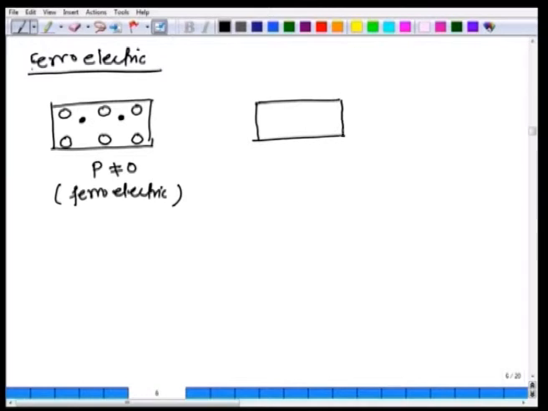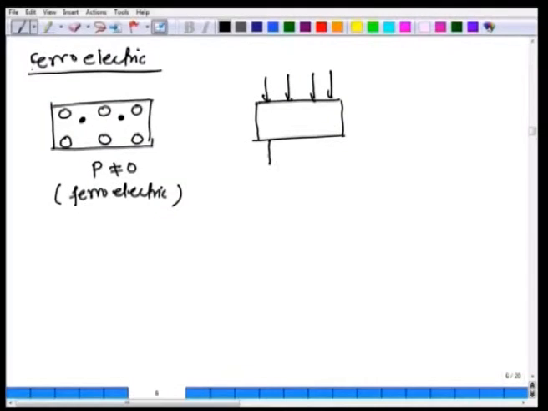that if you were to apply stress in this material, the fact that there is a spontaneous polarization, even when you have not done anything, P is not equal to 0, implies that it is a ferroelectric material. Since a ferroelectric material is also a piezoelectric material, let us look at how that piezoelectricity plays out in a ferroelectric material.